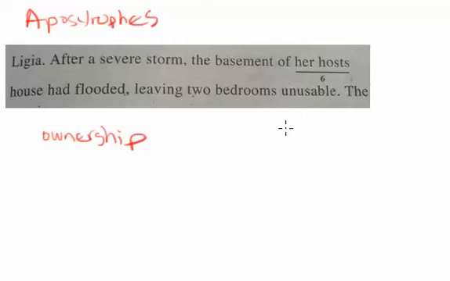So the one exception that I can think of off the top of my head to ownership is its. Like if I said the dog chased its tail, its is already possessive without an apostrophe. It indicates ownership without one. But this is the exception, so I'm going to put a star here, so you know it's an exception. Usually we indicate ownership with an apostrophe. It happens to be a rare exception.